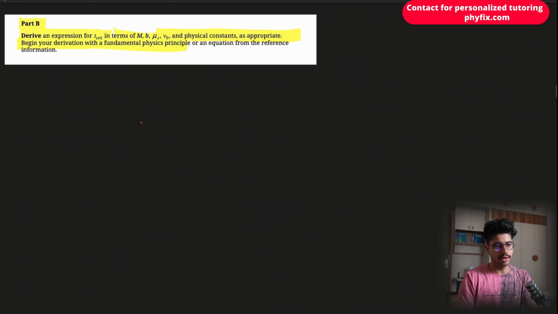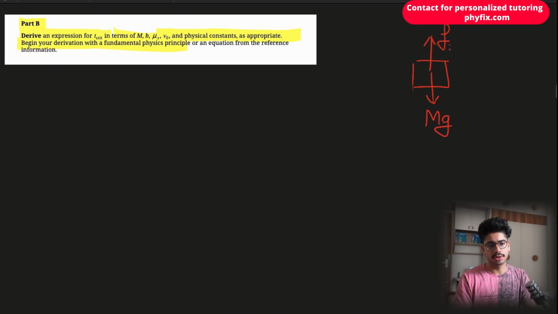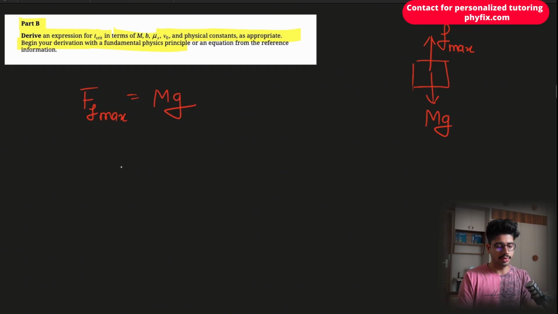If I draw the free body diagram again, this is the mg force that is acting, and there is a friction force, the maximum static friction force at the critical point, that is acting. Because it is balanced, the maximum friction force is equal to the mg force. So you can plug in the values that you found.